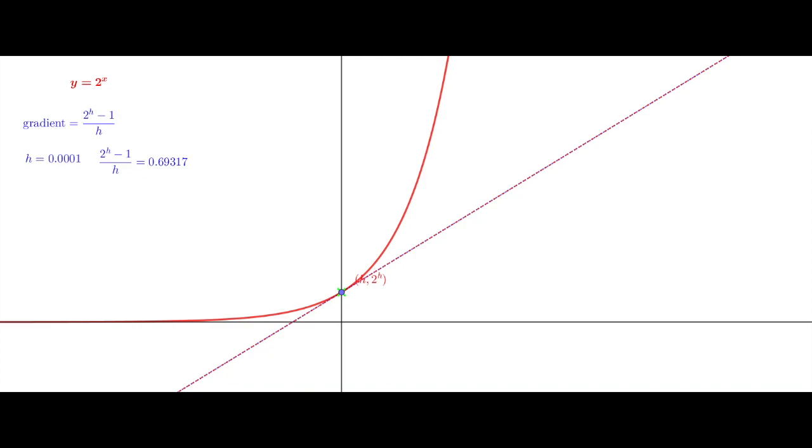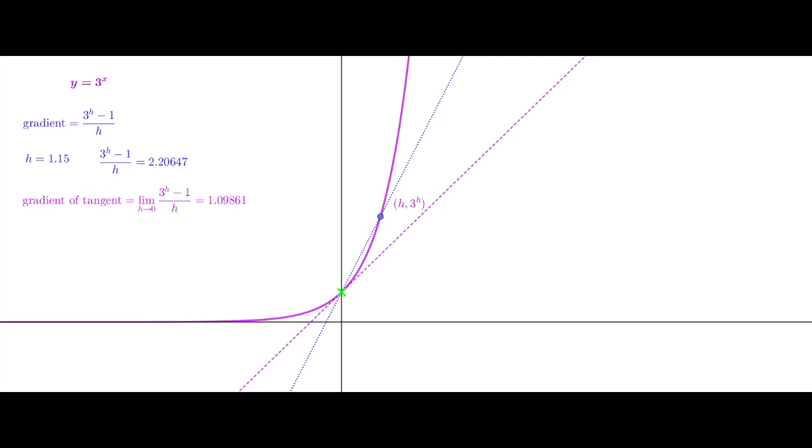H is just 0.0001. When we hit the tangent, it can't calculate it anymore because then we've just got 0 divided by 0. There's only 1 point on the curve. But what we can see is that it's getting closer and closer to a particular number. And that number, at least to 5 decimal places, is 0.69315. So less than 1. What would happen if instead of y equals 2 to the x we had y equals 3 to the x?